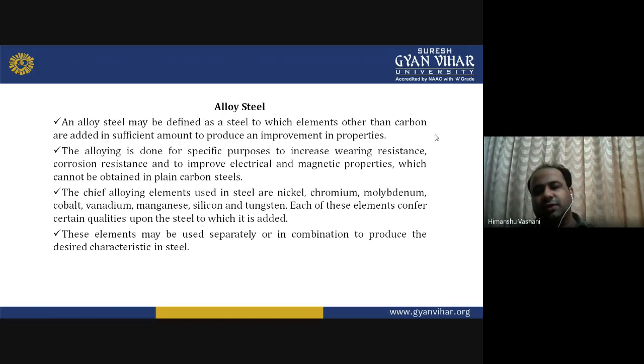The chief alloying elements used in steel are nickel, chromium, molybdenum, cobalt, vanadium, manganese, silicon, and tungsten. Each of these elements confers certain qualities upon the steel to which it is added. These elements are discussed separately. What exact characteristics they give, we will discuss in the next lecture, because I have to take the MCQ also. So let me start with the MCQ.